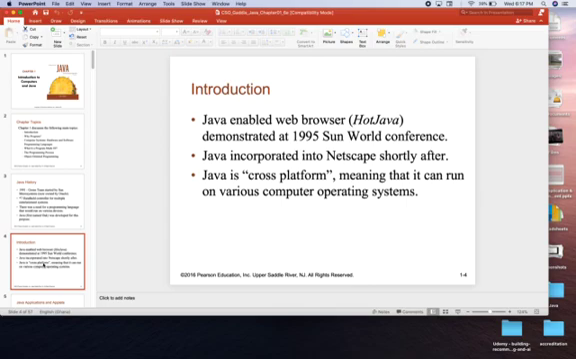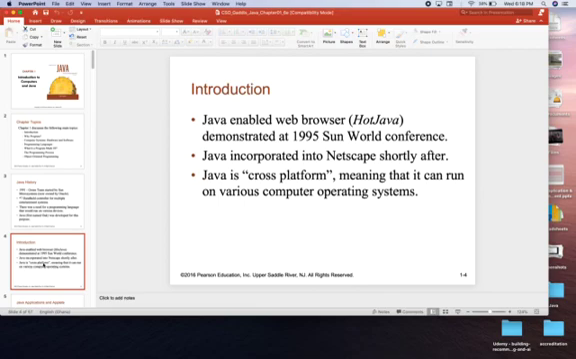We all know what web browsers are. Web browsers help us to find resources on the internet. What made it more interactive was the introduction of Java. So it was a Java plugin called Hot Java. It was embedded into the browser, making it more interactive. And then this was demonstrated in 1995 during the Sun World Conference. And then Java was also incorporated into Netscape.